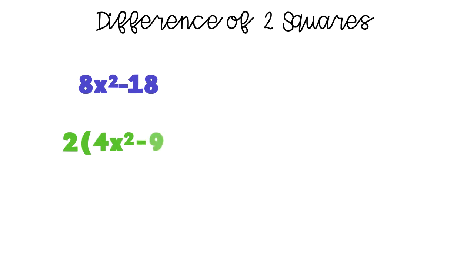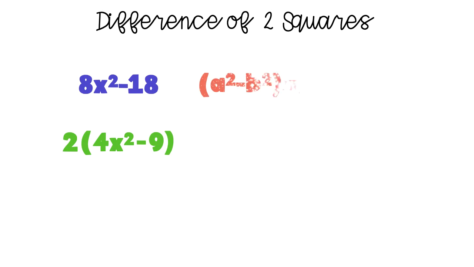The next type of factoring that we want to look at is difference of 2 squares. Before we do anything, we should always check for a GCF first. I can take a 2 out of both the 8x squared and the 18. That leaves me with 4x squared minus 9.